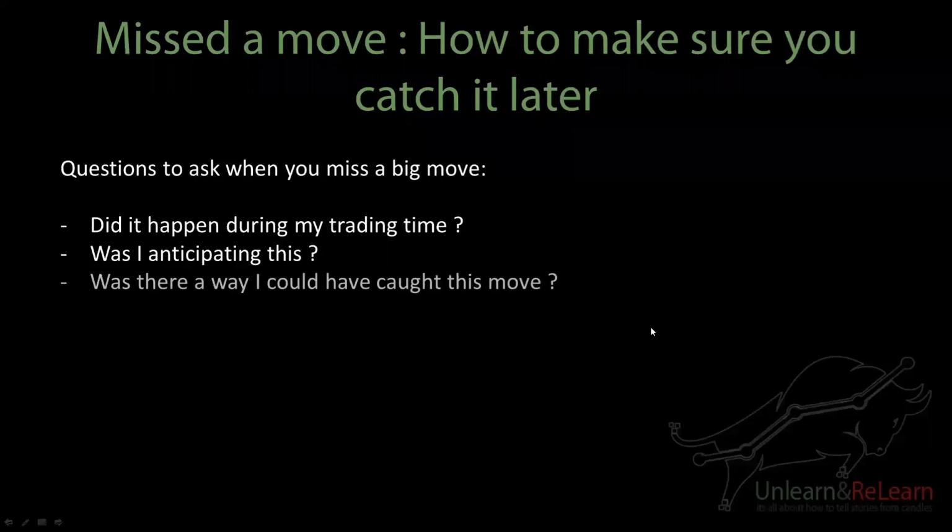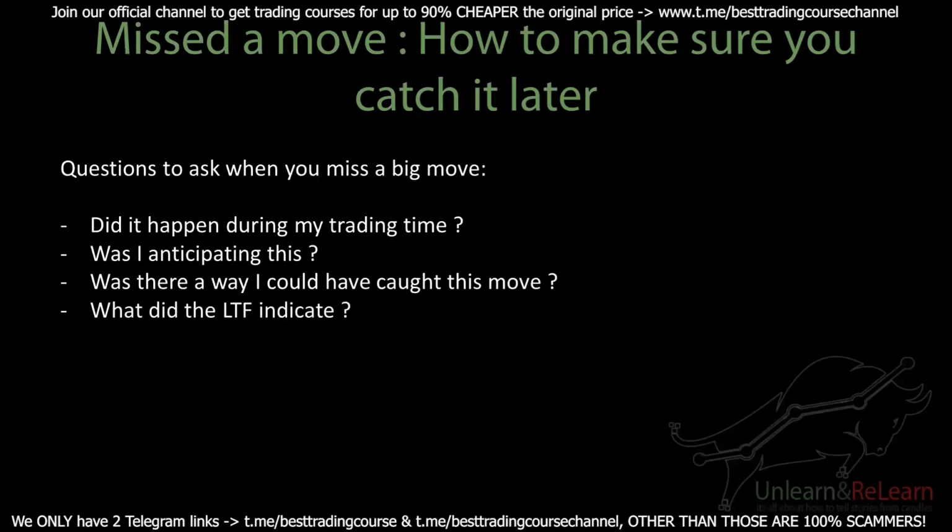Second is, was there a way you could have caught this move? There's always a way. I mean, sometimes there is not, but most times there is. It's by looking at the smaller time frames. What did the lower time frame indicate? This takes some experience. Let's say you're looking at the 15-minute or the 5-minute, you're going down to smaller time frames to really study: what could I have seen in the smaller time frames to maybe anticipate it? Because these moves will happen all the time.